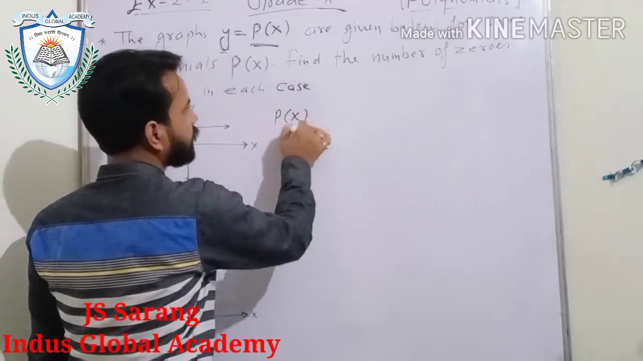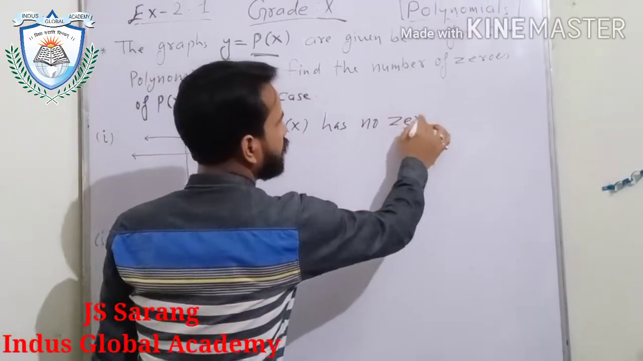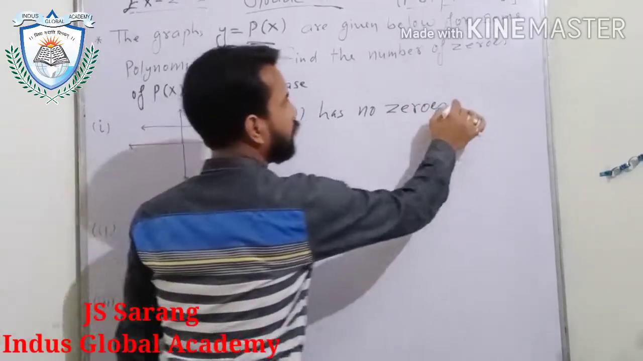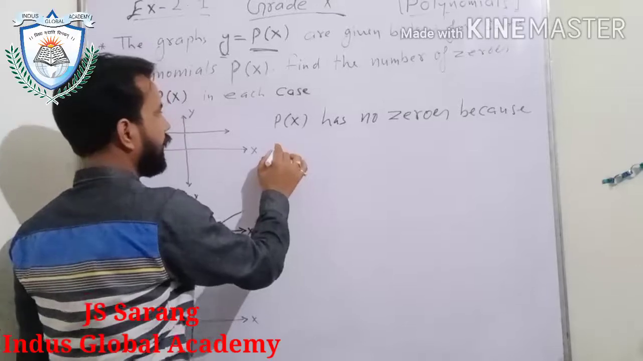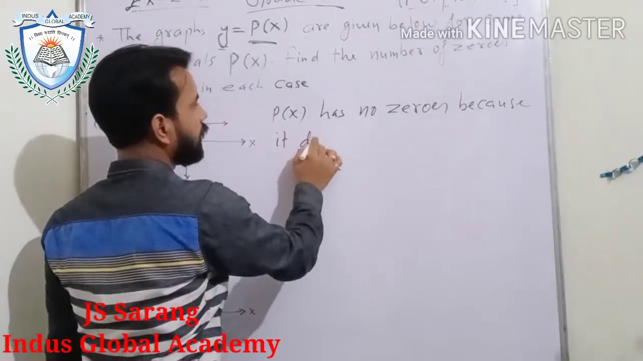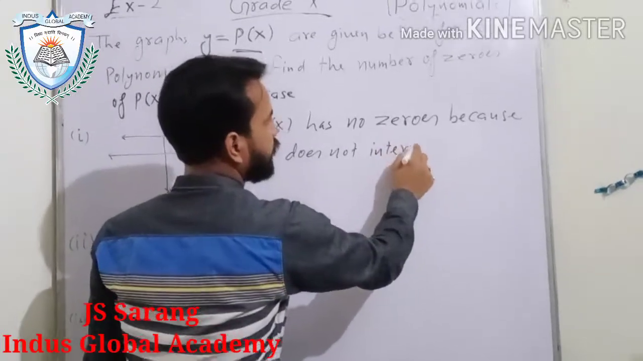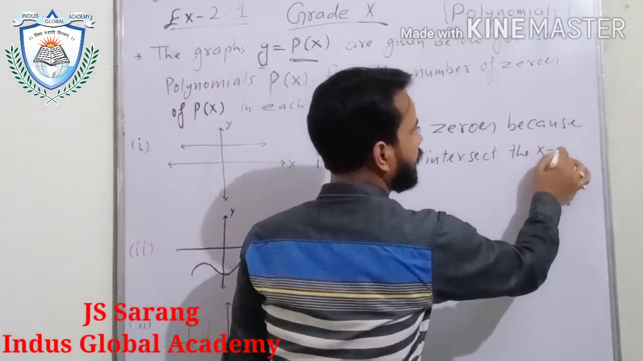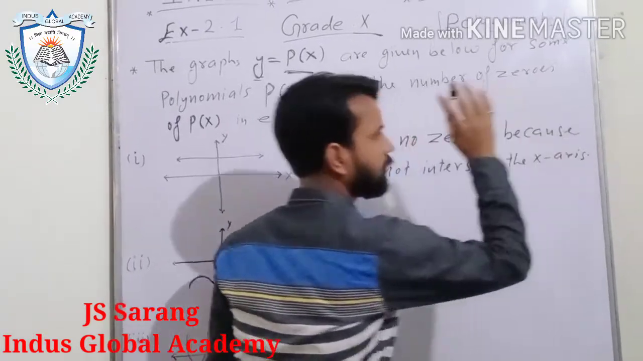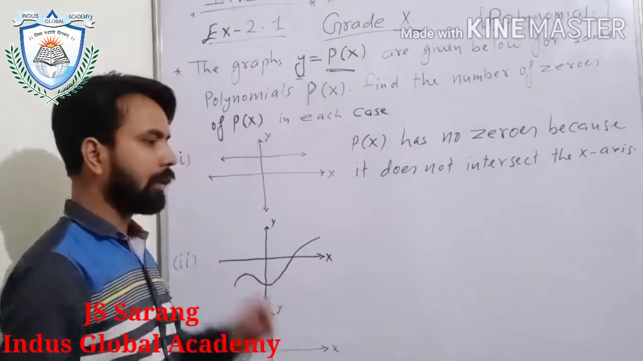p(x) has no zeros because it does not intersect the x-axis. Got it?